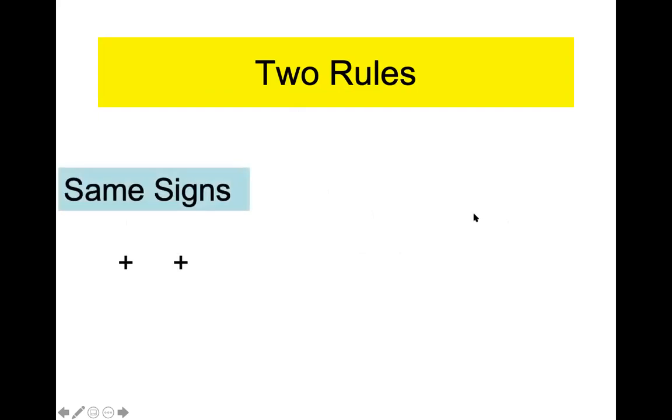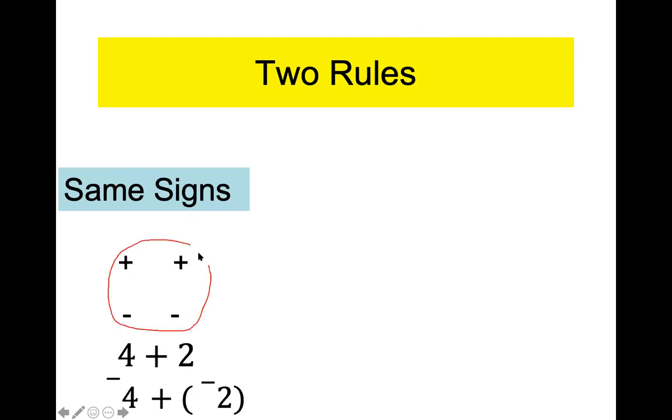So there are 2 rules, and the first is for same signs. That means when both numbers are positive or both numbers are negative. 4 plus 2, both numbers are positive. -4 plus -2, both numbers are negative. That's called the same sign. Why is it the same sign? Because the signs are the same, either both positive or both negative.